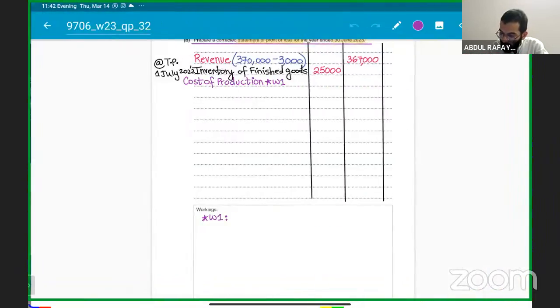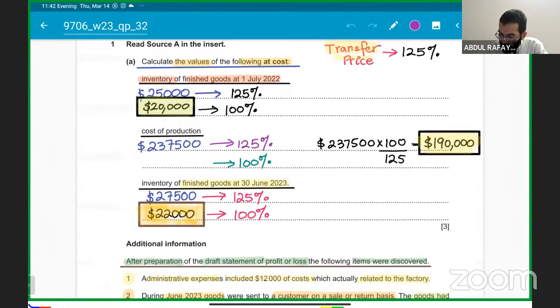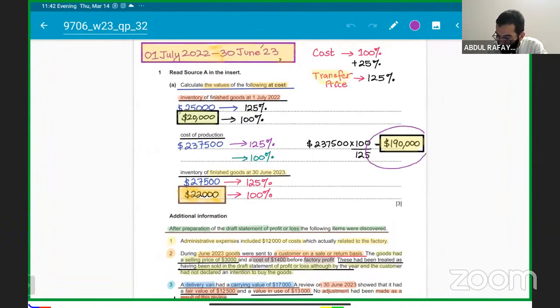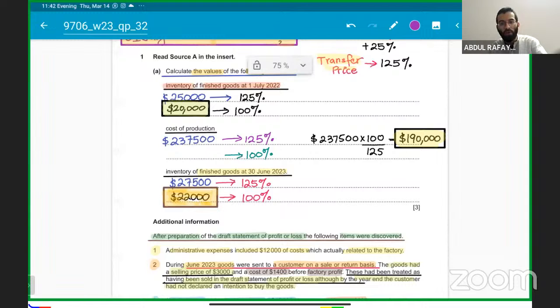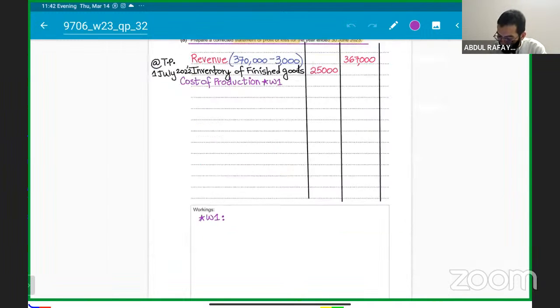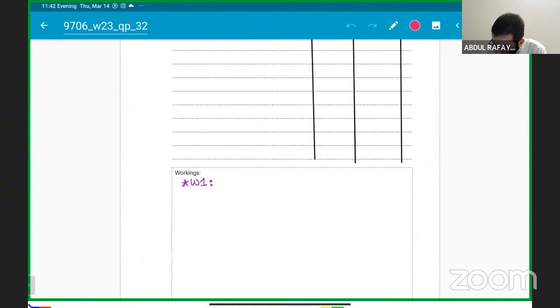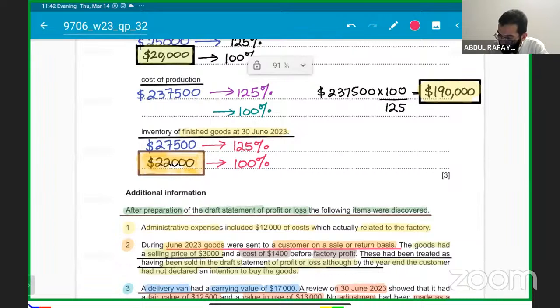तो हम यहाँ से फिगर लेंगे कि सर कॉस्ट ऑफ प्रोडक्शन आई थी 190,000. एवरीवन गेटिंग इट सर? कॉस्ट ऑफ प्रोडक्शन जो कॉस्ट पे आई थी वो 190,000 आई थी. तो फॉलो करिएगा स्टूडेंट्स कि सर 190,000 कॉस्ट ऑफ प्रोडक्शन है. उसके अंदर एक एरर जो है वो करेक्ट करना है कि एडमिनिस्ट्रेटिव जो एक 12,000 की कॉस्ट थी वो फैक्ट्री से रिलेटेड थी. एवरीवन गेटिंग इट गाइस विद मी? एक 12,000 की कॉस्ट थी जो कि फैक्ट्री से रिलेटेड थी.